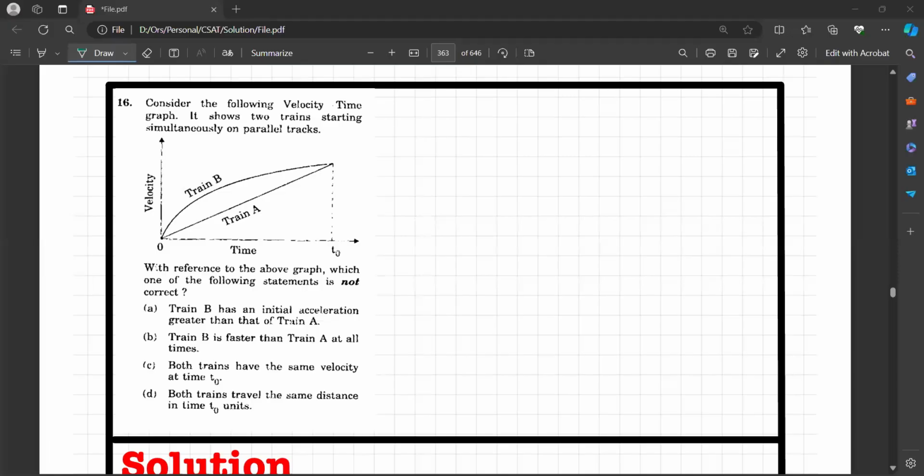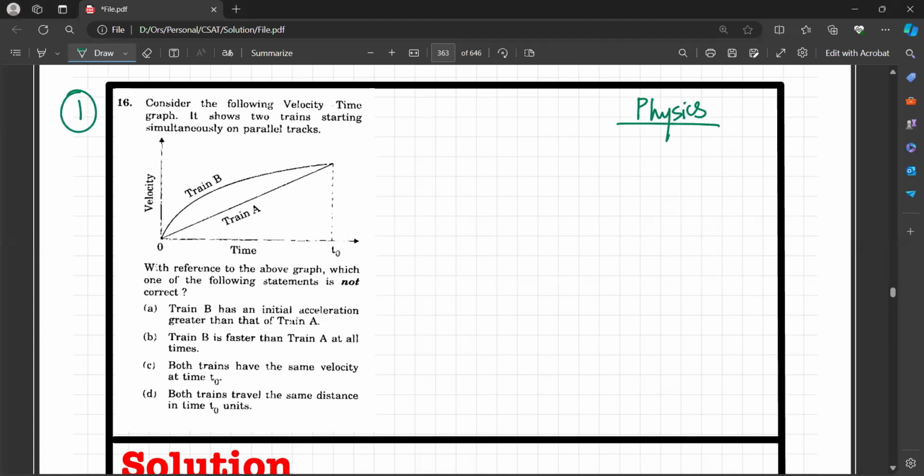Everyone, welcome to the PYQ series. So we will be beginning with a new topic today, that will be physics. All those physics questions will be done in this section. Let us begin with question number 1.